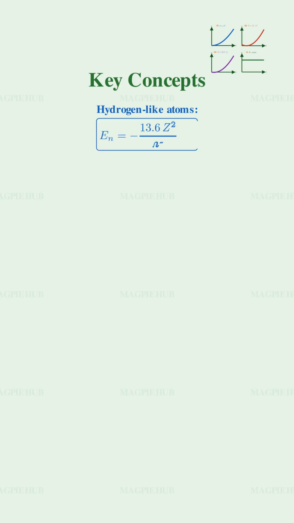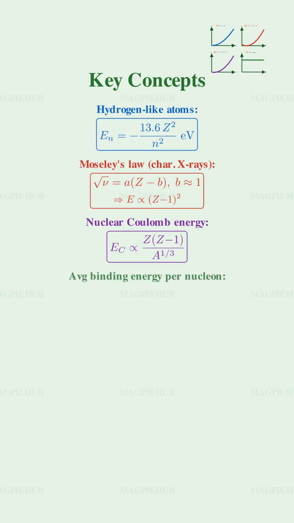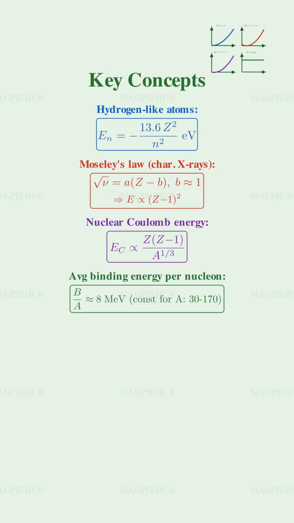The key concepts we need. First, for hydrogen-like atoms, the energy levels are given by En equals minus 13.6 Z squared over n squared electron volts. So the radiation energy depends on Z squared. Second, Moseley's law for characteristic X-rays states that the square root of frequency is proportional to Z minus b, where b is approximately 1. So energy goes as Z minus 1 whole squared.